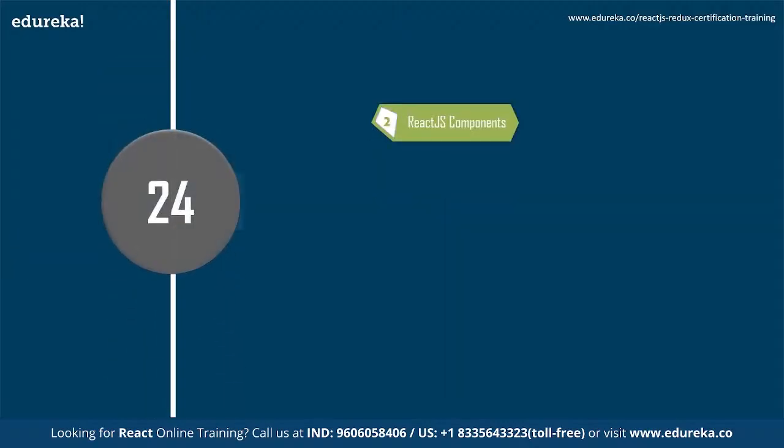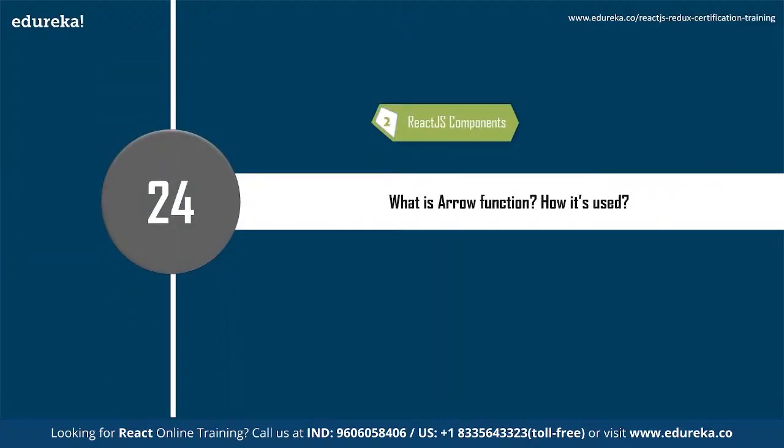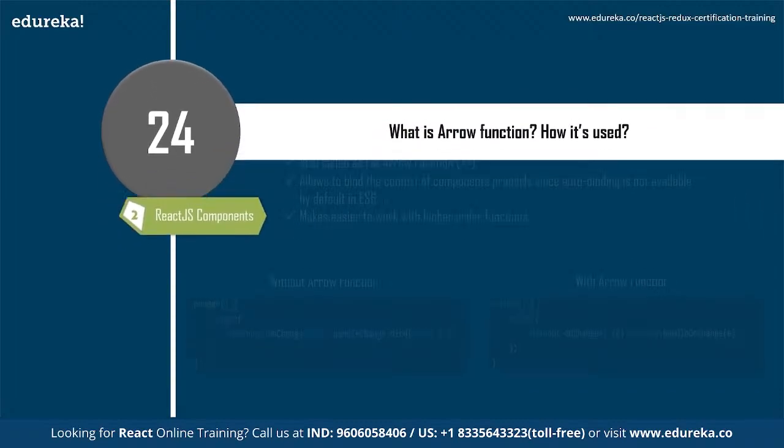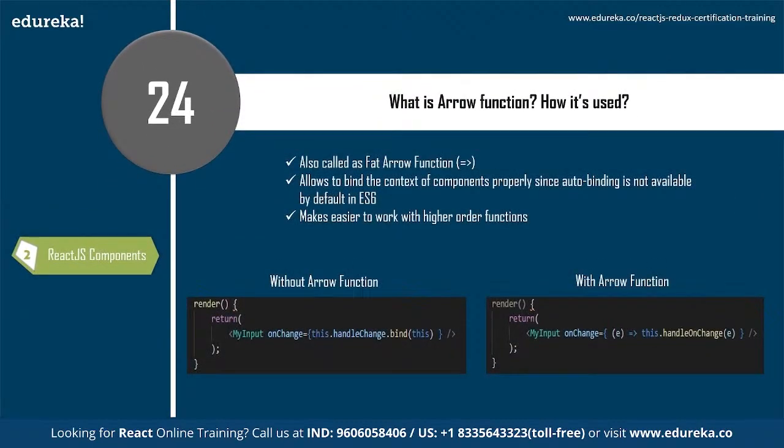Moving to the next question, that is, what is an arrow function and how is it used? Arrow functions are a more brief syntax for writing function expressions. They are also called fat arrow functions. It is symbolized with the equal to and greater than symbols. Now these functions allow us to bind the context of the components properly, since in ES6 auto binding is not available by default. And arrow functions are mostly useful while working with higher order functions or HOFs.